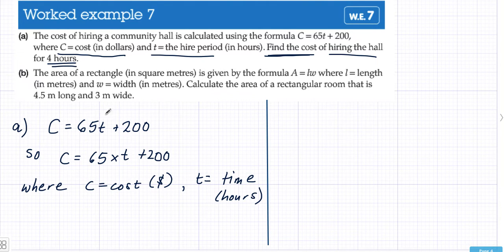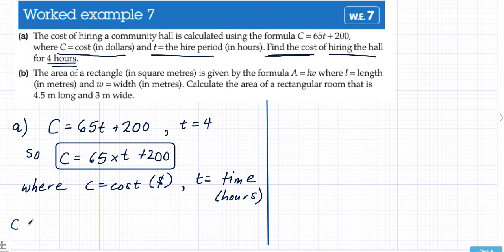So what that means is we have a formula, and the substitution we have to make is when the time is 4 hours. So it's exactly like what you've done before. You take your formula and substitute in T equals 4. So the cost of hiring the hall would be 65 times T. In this case, it's not T, it's actually 4 because it's 4 hours. I'll do that in another colour so you can see the substitution part. And then the rest of it is the same, plus 200. So this is where we do 65 times 4 plus 200.